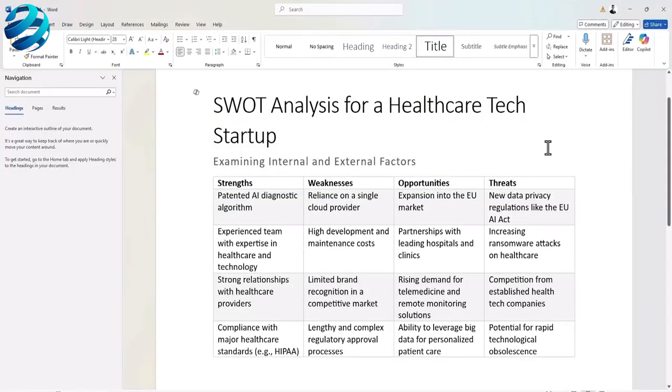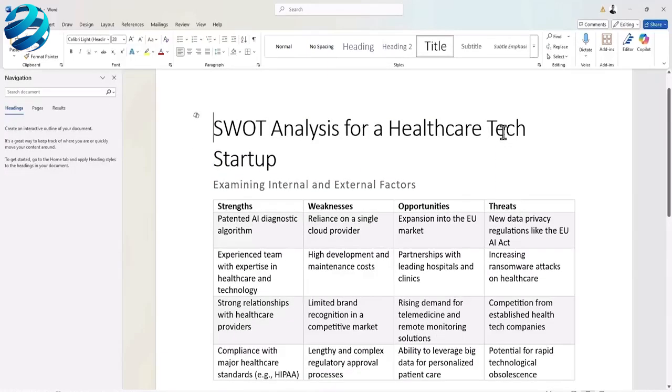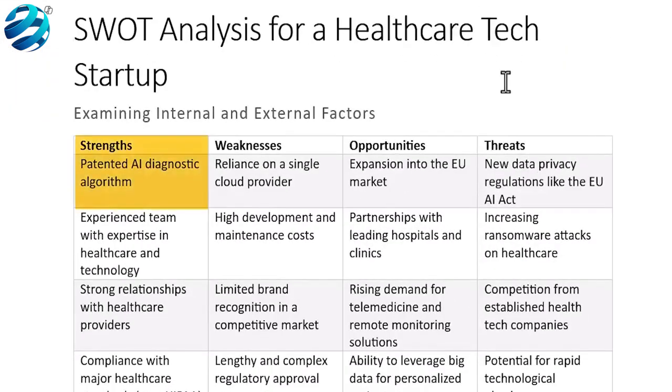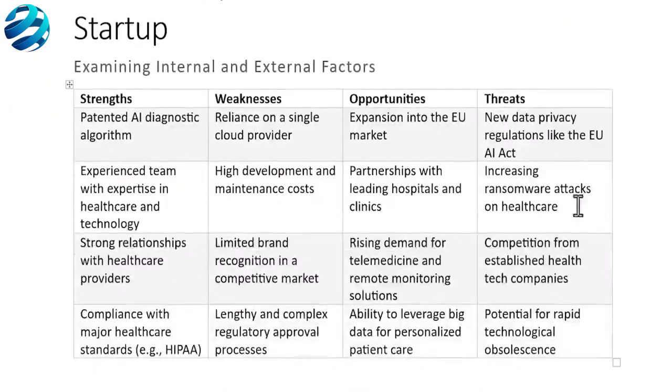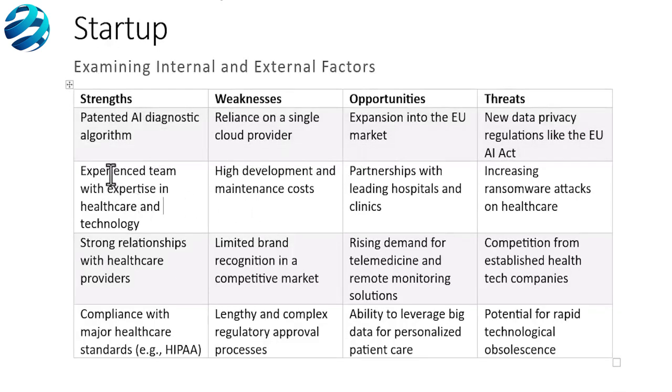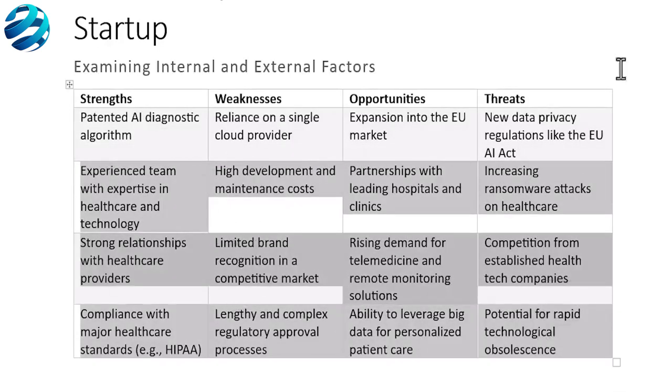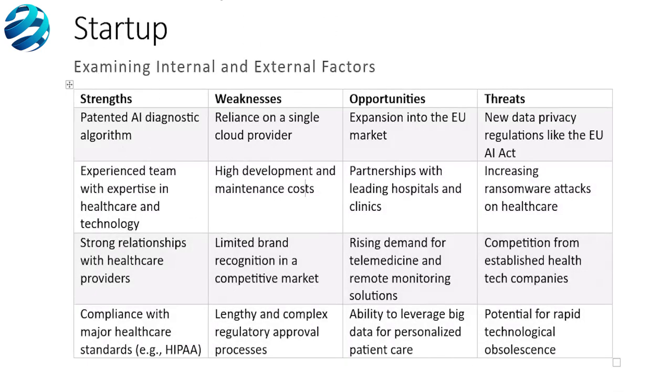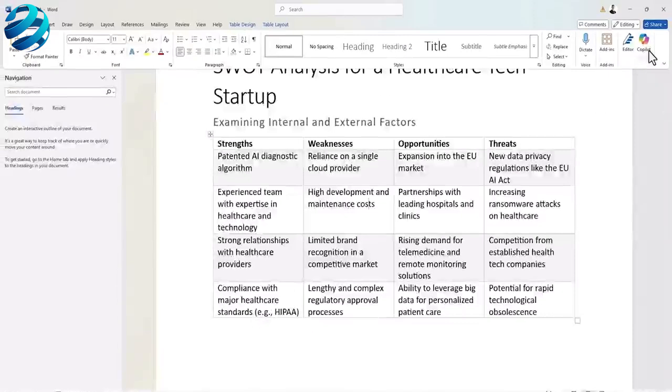And here we have prompted Word to create a SWOT analysis table for healthcare tech startup. We have asked Word to populate the table. For strengths, add patented AI diagnostic algorithm. For weaknesses, we have reliance on single cloud provider; opportunities, expansion into EU market; and threats, new data privacy regulations like the EU AI Act. And these are just examples that we put. And then Word has generated this part so that we have more overview and more insights, and maybe that will be useful for us.